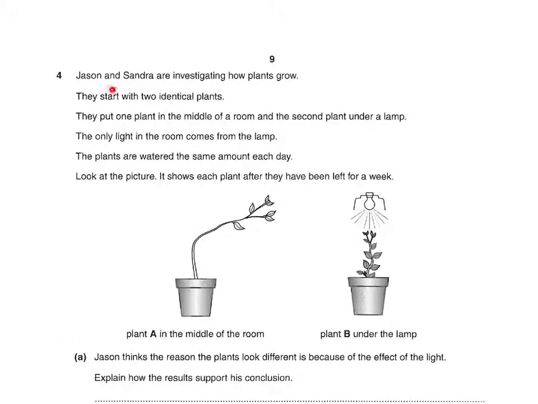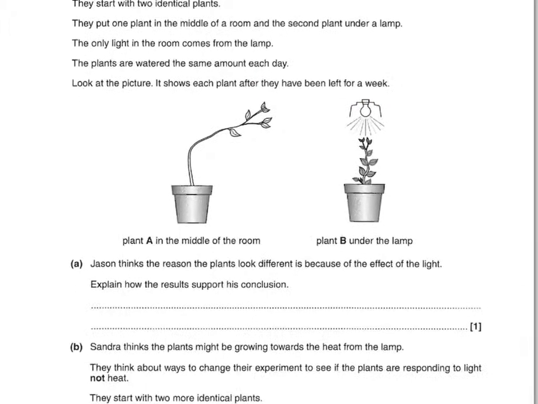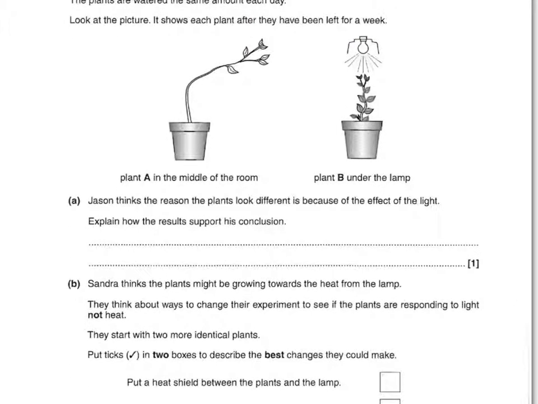Next, Jason and Sandra are investigating how plants grow. They start with 2 identical plants. They put one plant in the middle of a room and the second plant under a lamp. The only light in the room comes from a lamp. The plants are watered the same amount each day. Look at the picture, it shows each plant after they've been left for a week. So plant A in the middle of the room and plant B under the lamp.